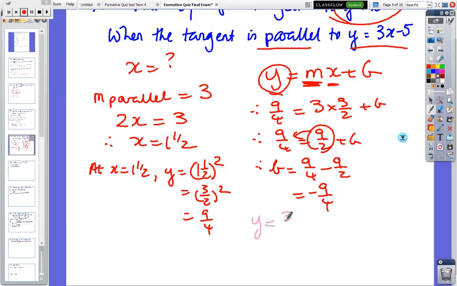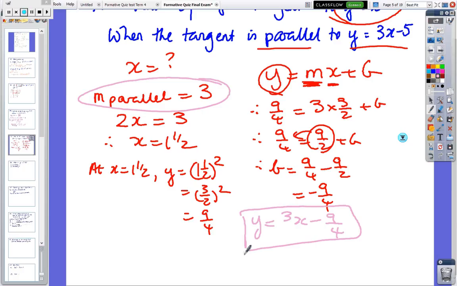And so your final answer, the tangent, is y equals 3, the gradient is 3, x minus 9 on 4. Okay, and that's the answer to the tangent. Okay, come across when you're ready.